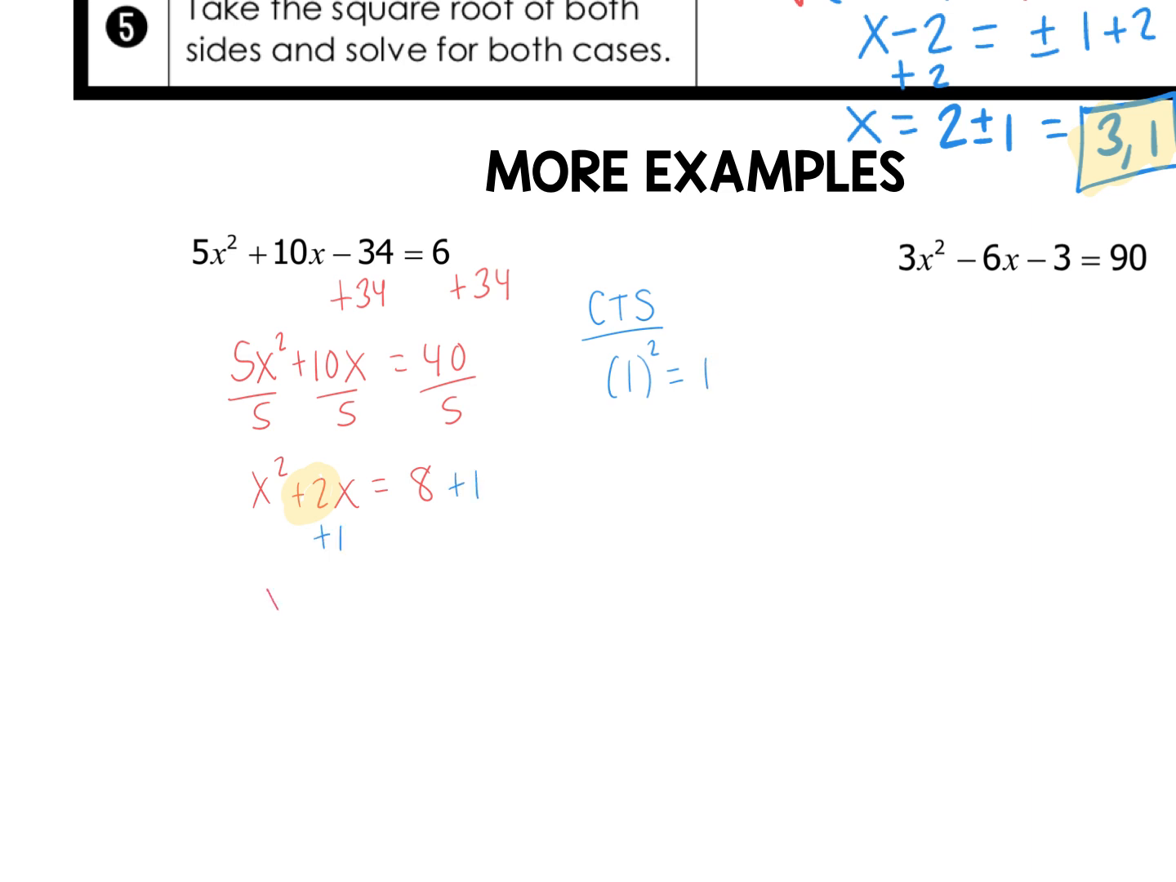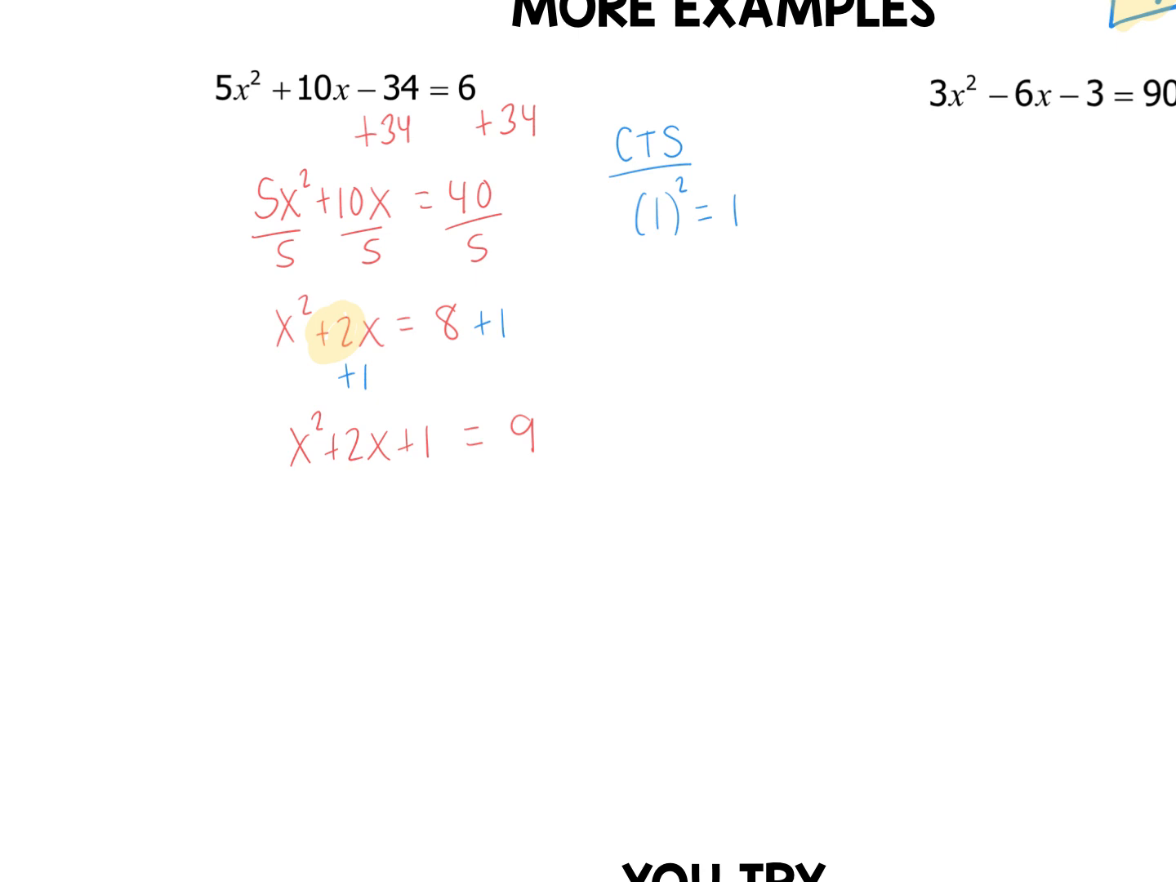So on the left side, I have my x squared plus 2x plus 1, my trinomial. On the right side, I have 9. Factor the left side, multiply to 1, add to 2 is 1 and 1. Remember, it will always be the same factor twice, so you can write it like that.